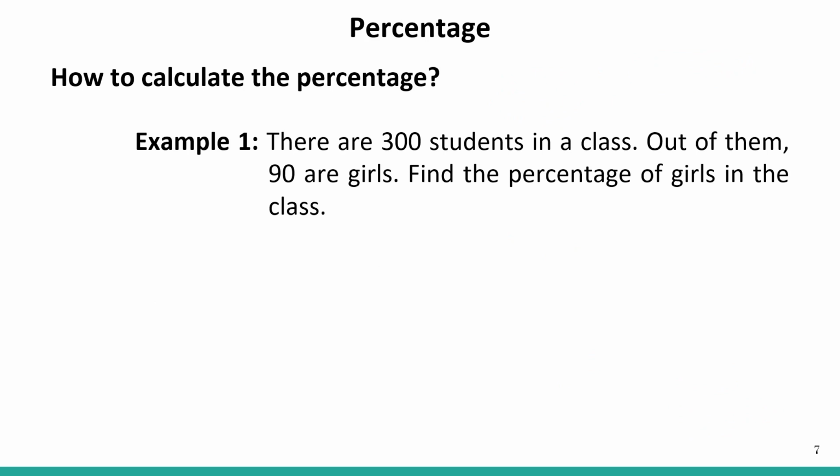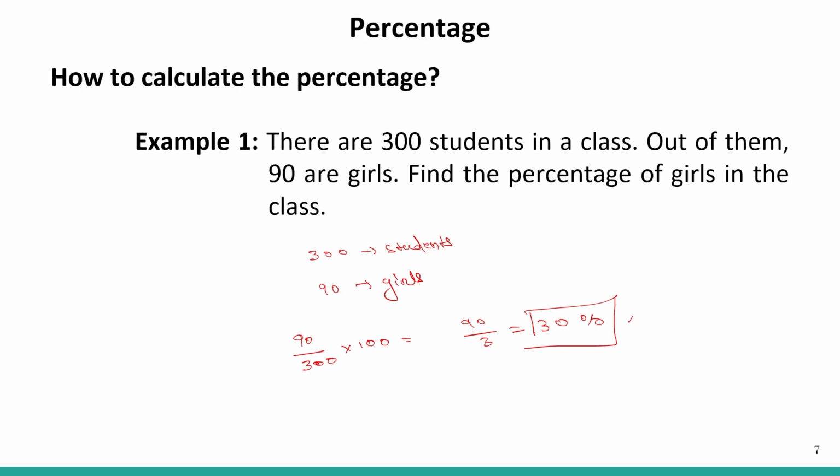So there are 300 students in a class. Out of them, 90 are girls. Okay, so let's write down the information, that is 300 students are there and 90 are girls. So find the percentage of girls in the class. Okay, so you have 90 girls and 300 students. So what you do is 90 by 300 into 100. So this is nothing but what? 90 by 3 is equal to 30%. Final answer.